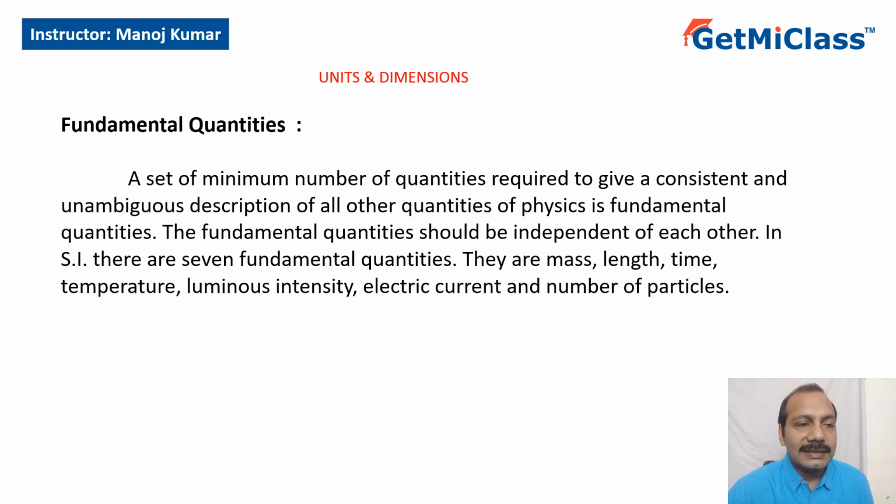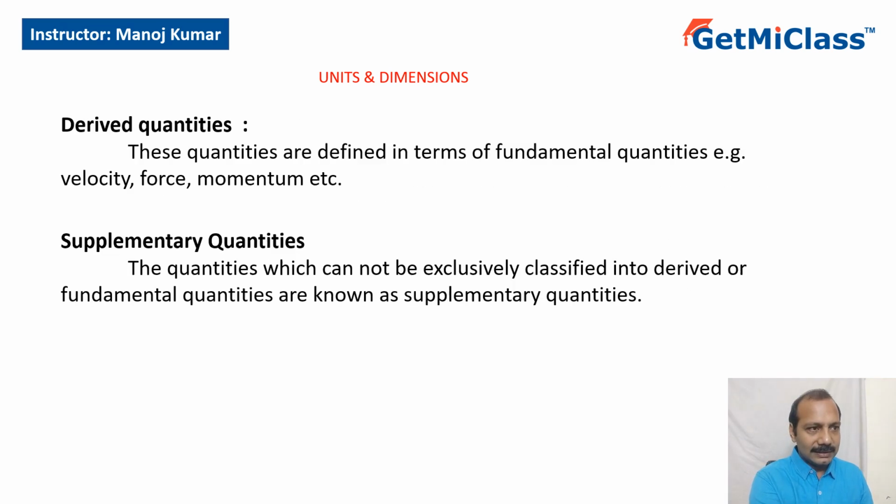In SI, there are 7 fundamental quantities. These are mass, length, time, temperature, luminous intensity, electric current, and number of particles or amount of substance. So that means the whole of physics, or all the quantities that exist in physics, can be defined in terms of these 7 quantities. That is why these 7 quantities are known as fundamental quantities.